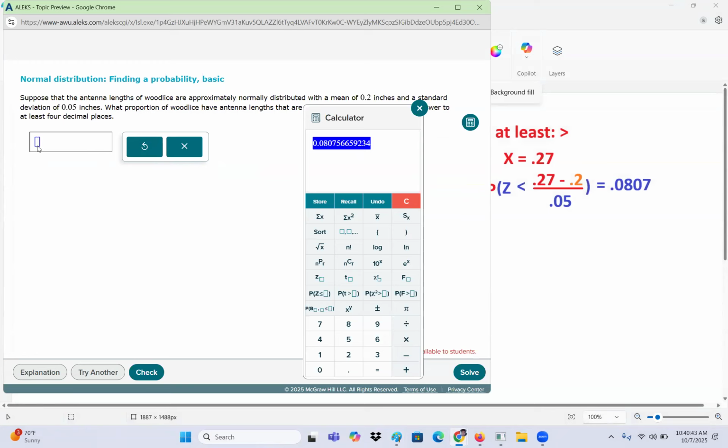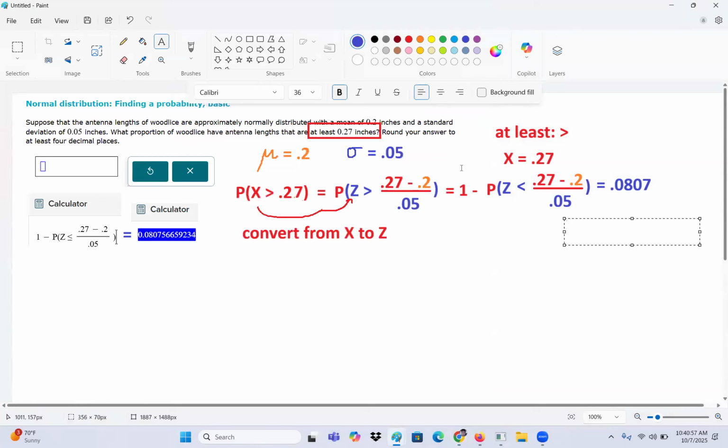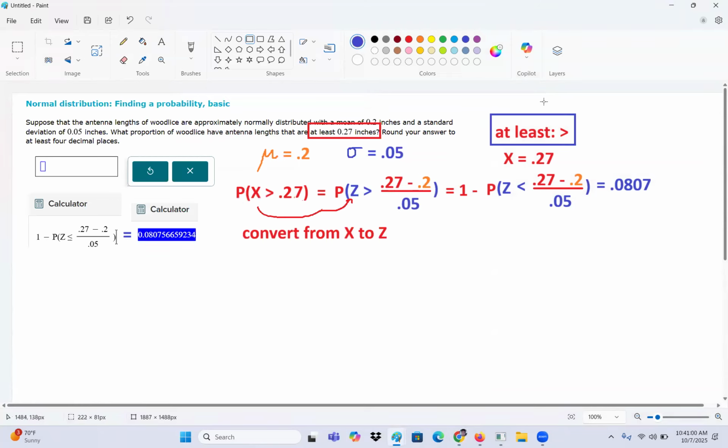0.0808. Are we talking about all the area that is over this or the area that is under it? In this case, it doesn't matter. You have to put 0 in front of the decimal point. Because the word at least is greater than, right? At least means greater than, because it's the minimum, right? The minimum 0.27 or more. So that has to be greater than.